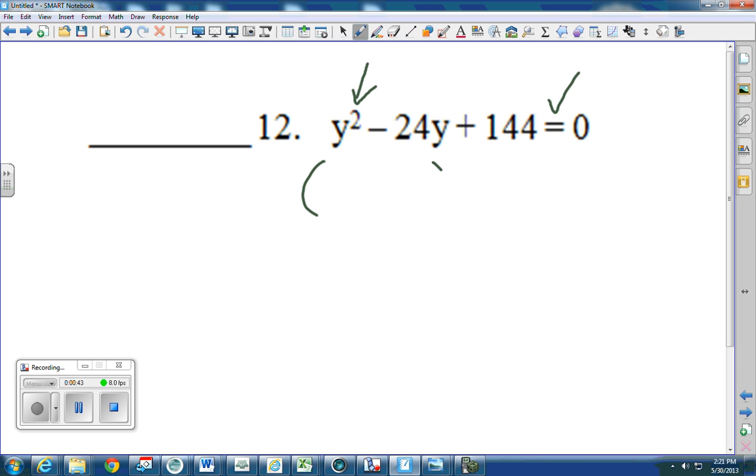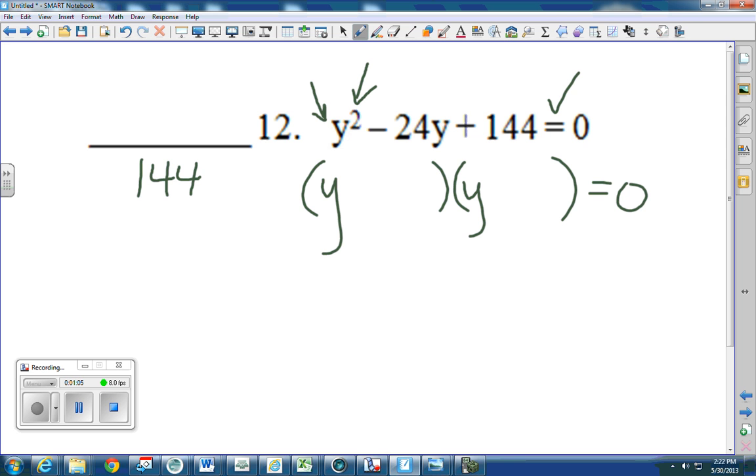The next thing that I do is I get my parentheses ready to go, and I put my variable, whether it's x or y. This is for a problem that has no leading coefficient, so nothing in front of the y squared. We rejoice when there's no leading coefficient because our lives are a little bit easier. Then we go off to the side and rewrite this number right here, and we brainstorm factors of 144.